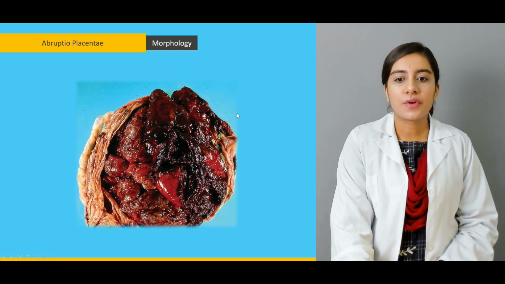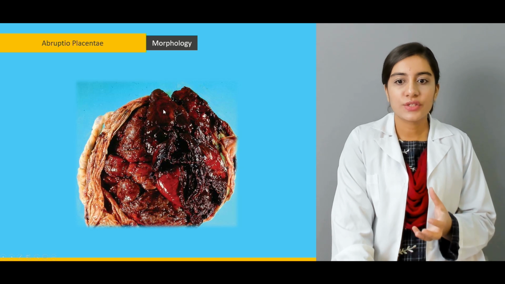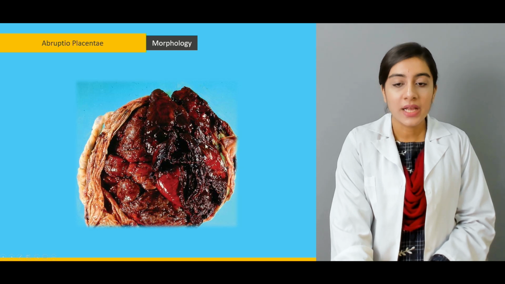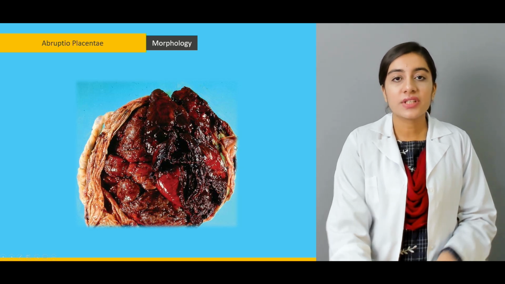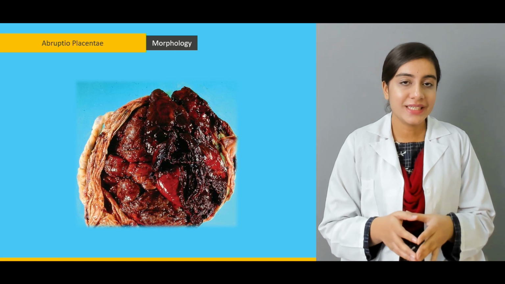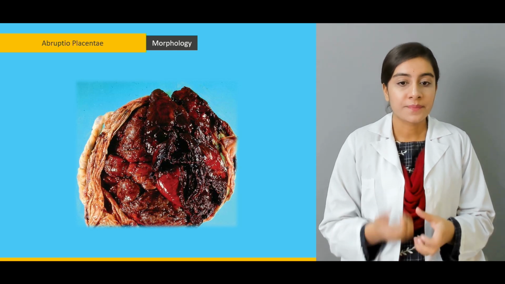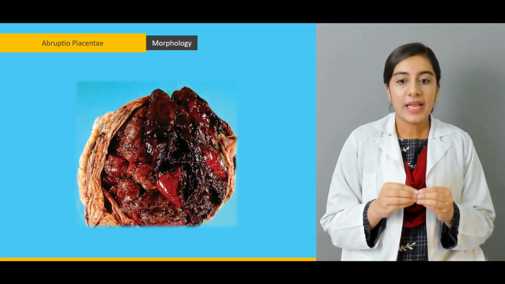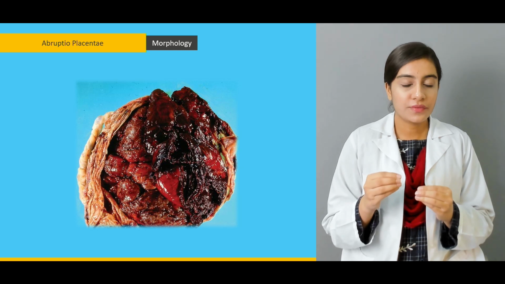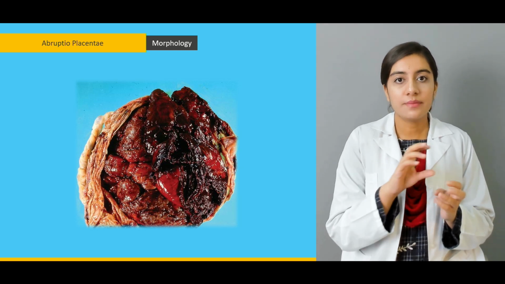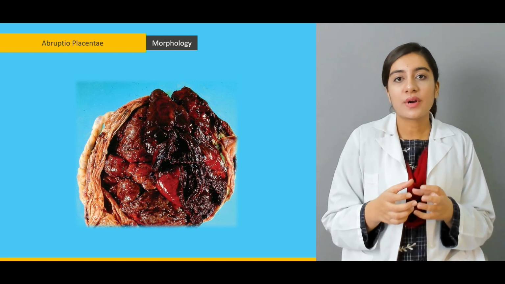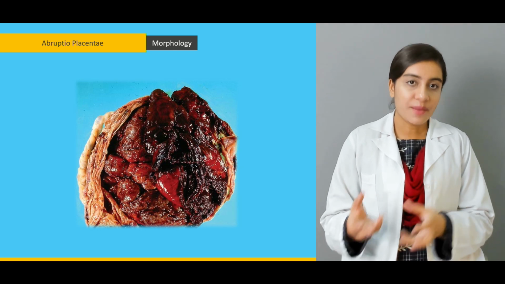Okay, now the morphology. This structure, which is basically the placenta, is showing us these large blood clots over here, that is the hematoma. This type of condition, these large hematomas, is usually seen in the case of clinical abruption. Clinical abruption is basically when there is rapid destruction or detaching of the placenta from the wall of the uterus, causing a large amount of bleeding and hence hematomas.